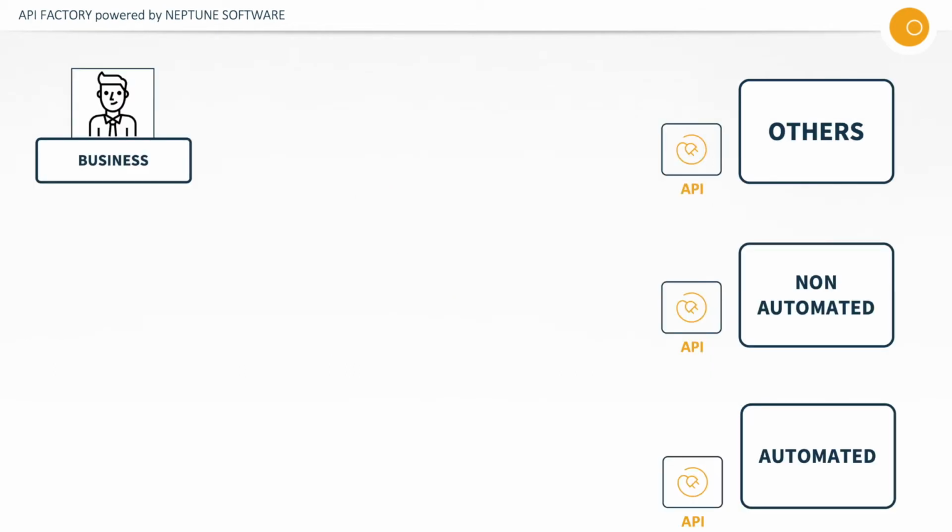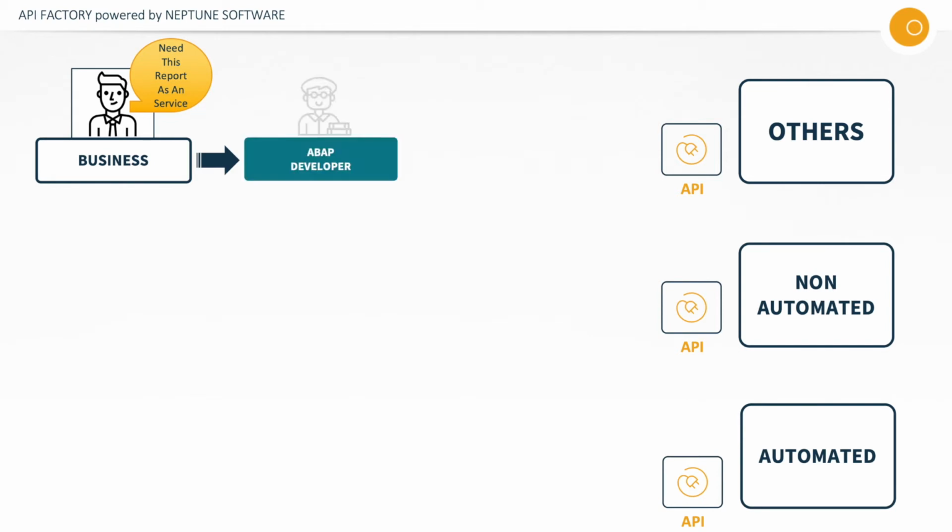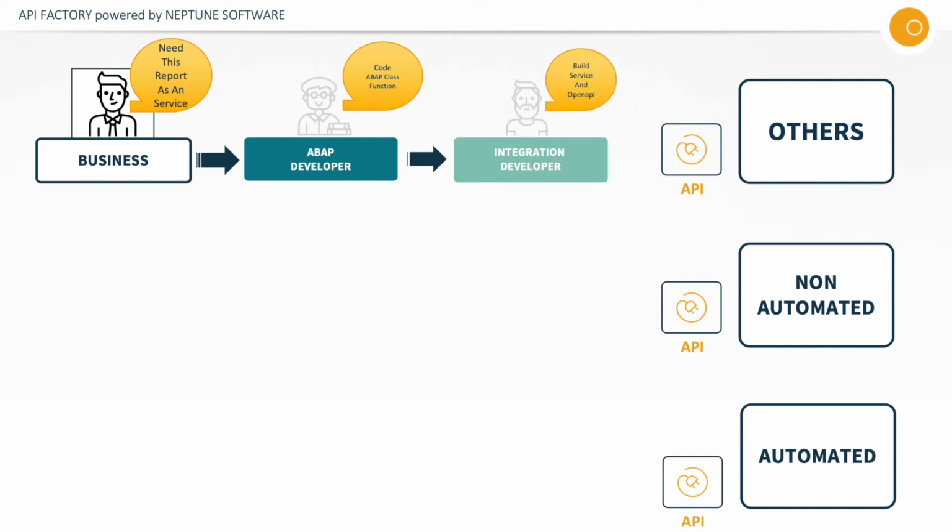The API factory. So when business requires, as an example, an ALV report as a service, you will have to go to the ABAP developer. The ABAP developer will look into how he can code an ABAP class or function in order to be then configured and built by an integration developer that will then build the service and the Open API. How does Neptune do it? You have two ways, the non-automated and the automated way.